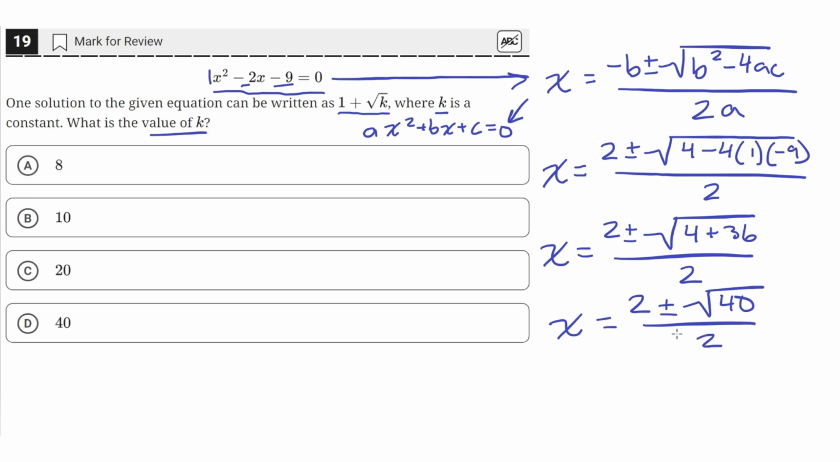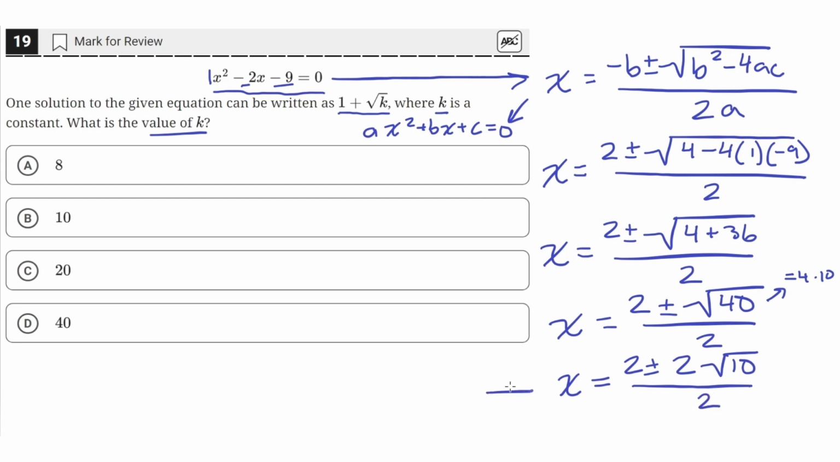And we know that 40 is equal to 4 times 10, right? So 40 equals 4 times 10. Here, let me write that better. So this is equal to 4 times 10. And we know that the square root of 4 is just 2, so we can take that outside. So x equals 2 plus or minus 2 times the square root of 10. So we split the 40 into 4 times 10, and the square root of 4 times 10 is just equal to 2 times the square root of 10. So all of that will be over 2.